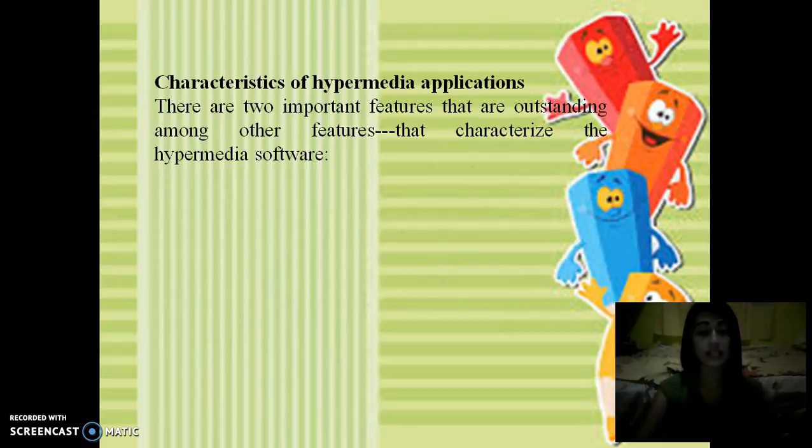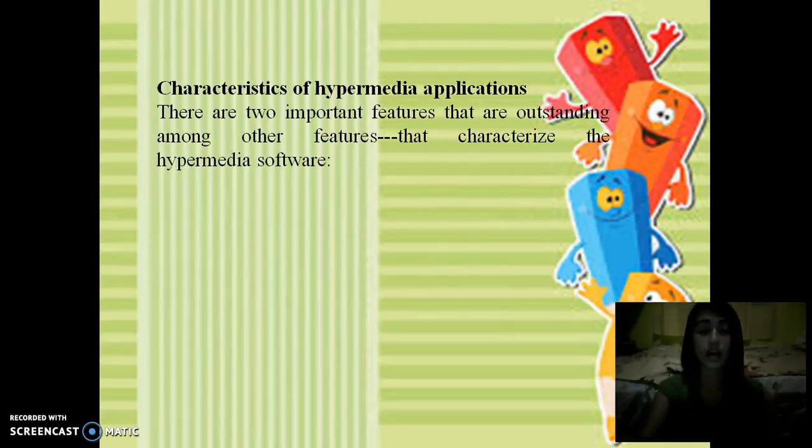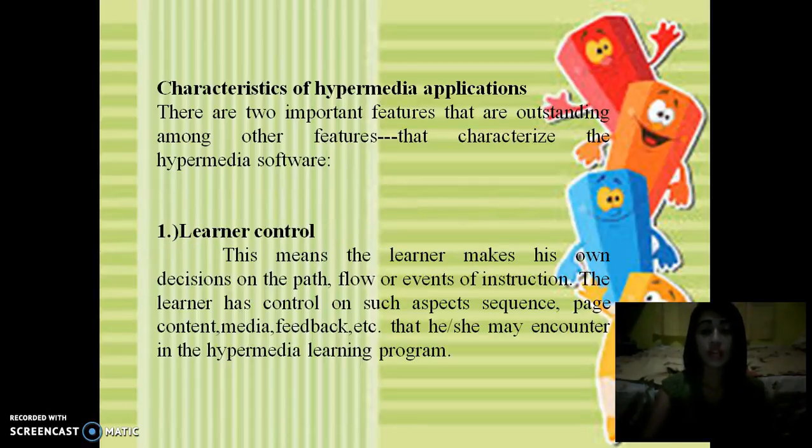There are characteristics of hypermedia applications. There are two important features that are outstanding among other features that characterize the hypermedia software. First is the learner control. This means that the learner makes his own decisions on the path, flow, or events of instruction. The learner has control on such aspects as sequence, page content, media, feedback, and so on, that he or she may encounter in the hypermedia learning program.